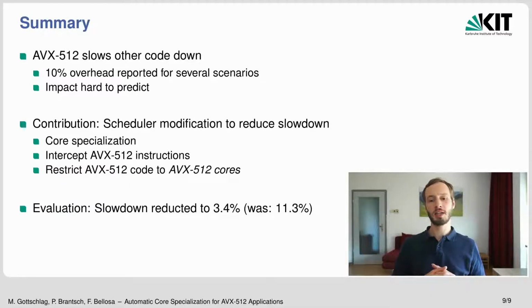So to summarize, AVX 512 instructions can substantially slow down other potentially completely unrelated code. Now, we propose a technique to separate AVX 512 code from other code via core specialization, and our evaluation shows that such an approach can substantially improve performance.